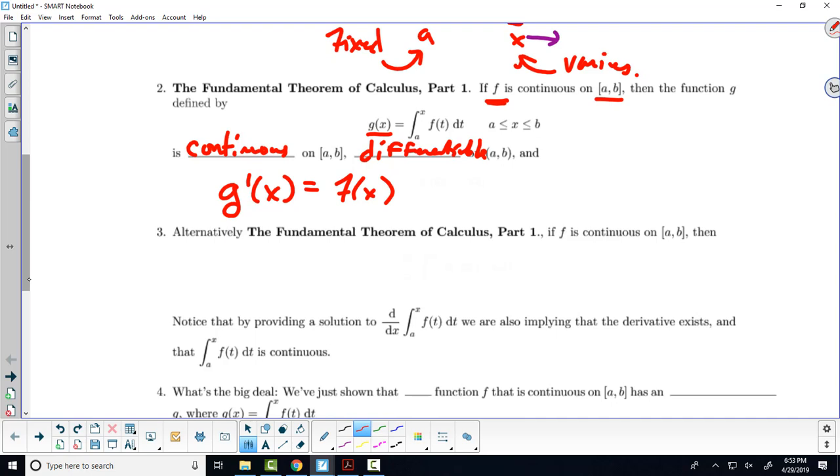Yeah, that's the fundamental theorem of calculus, folks. That is the most important result from calculus. Would that be g, the derivative of g of x equals f of t?